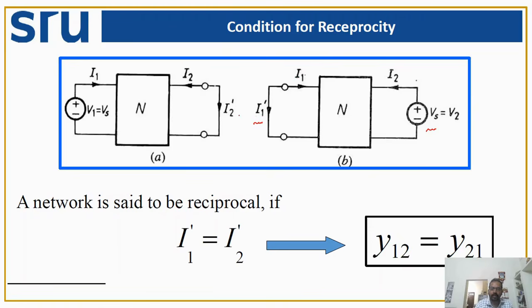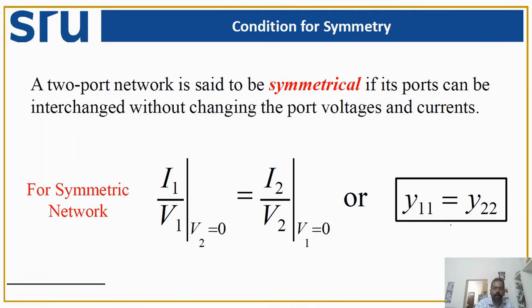Whenever I2 dash is equal to I1 dash, we say that the ratio of response to excitation is the same. As a result, the circuit is a reciprocal circuit, as this happens only when Y12 is equal to Y21. Similarly, a two-port network is said to be symmetrical if its ports can be interchanged without changing the port voltages and currents. That is, the circuit is symmetric if the ratio I1 by V1 is equal to I2 by V2, or whenever Y11 is equal to Y22.